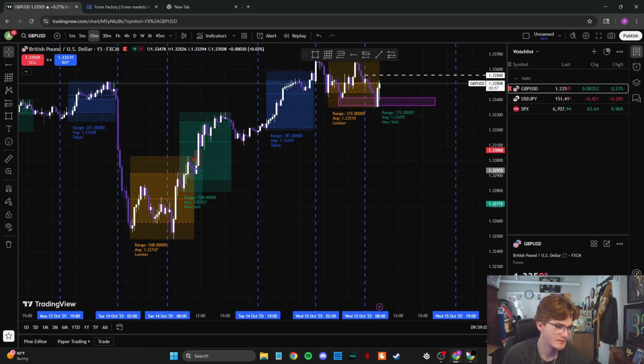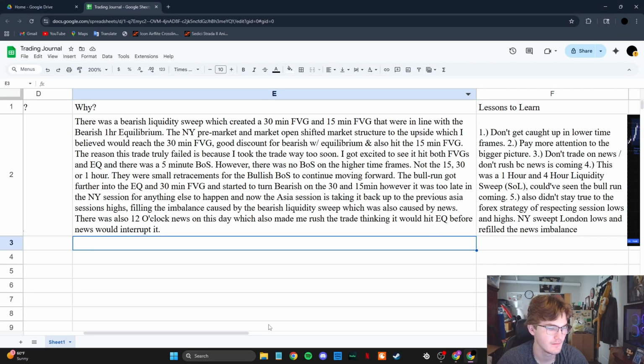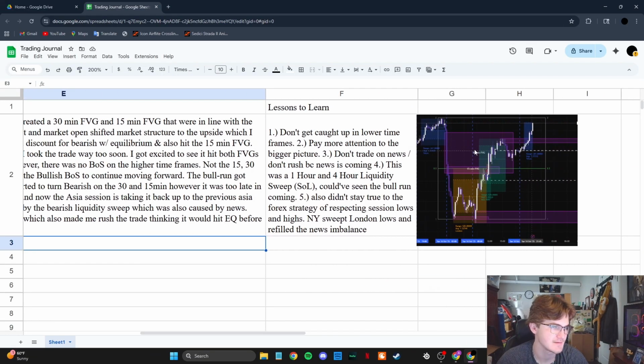So at least we journaled it, and lessons learned. Don't get caught in lower time frames. I took a screenshot. Pay more attention to the bigger picture. Don't trade on news. Don't rush because news is coming. This was a 1 hour and 4 hour liquidity sweep. I could have seen it coming.